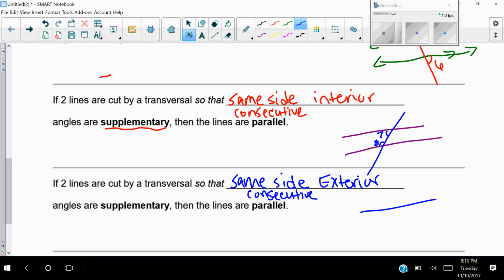So if we have two parallel lines and this transversal, same side of the transversal, exterior means they're on the outside of the parallel lines. So something like this, or you could have done the other side. And I'm going to make this one 9 and this one 10. And they are also supplementary, which means they add up to equal 180. So angle 9 plus angle 10 equals 180.